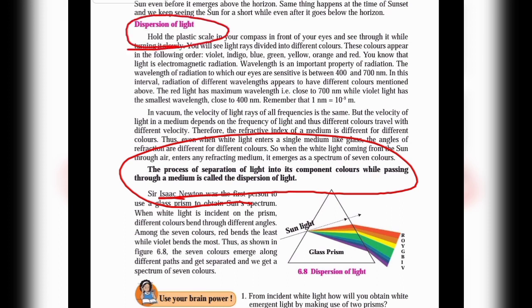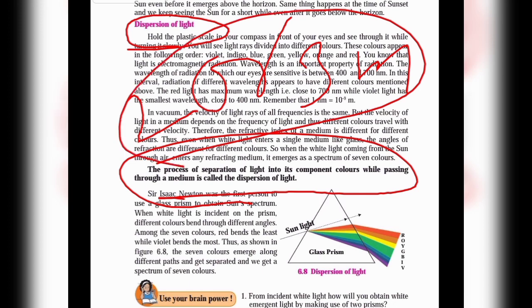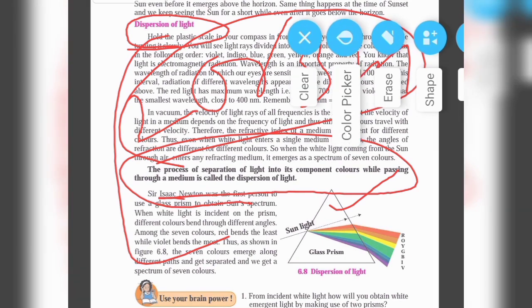There may be a question for 2 or 3 marks on the dispersion of light. We have to draw this diagram and explain all the points. What is meant by dispersion? The definition of dispersion, how many colors are formed there, and the sequence of those colors, which color bends more, which color bends less. We have to write all the points.